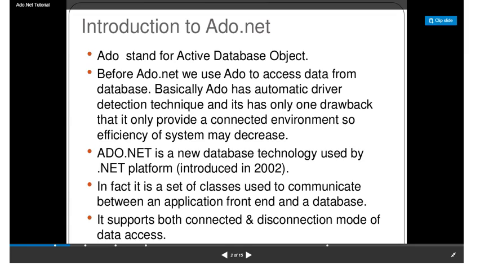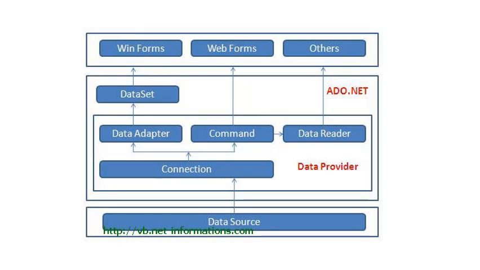The work of ADO.NET is to communicate between your front end and back end. That is, your application, the VB.NET front end, and the database, whether Access, Oracle, MySQL or SQL Server, as a back end. It acts as a communicator between the front end and the back end. And this is how ADO.NET works.